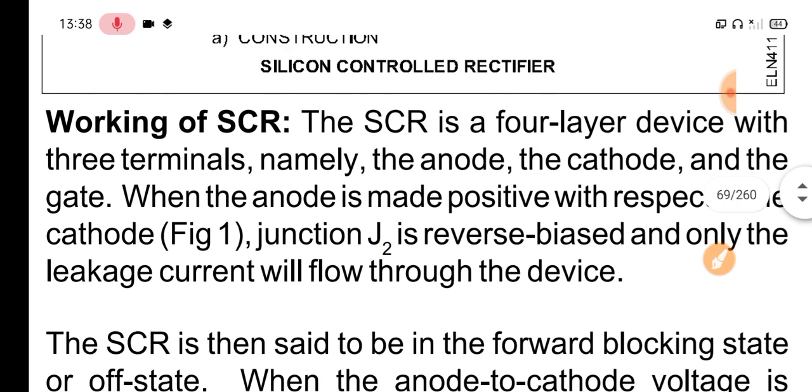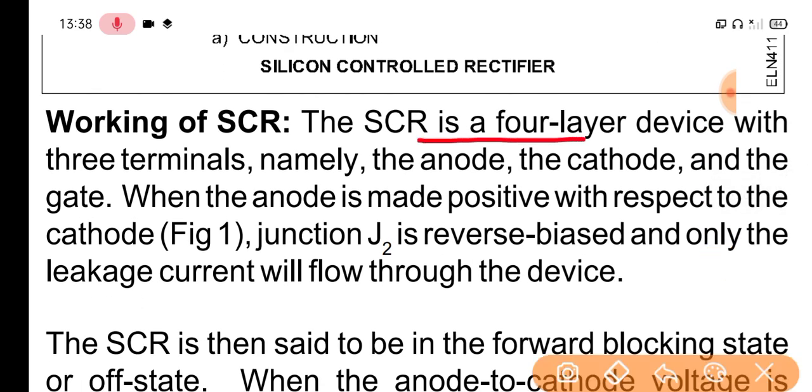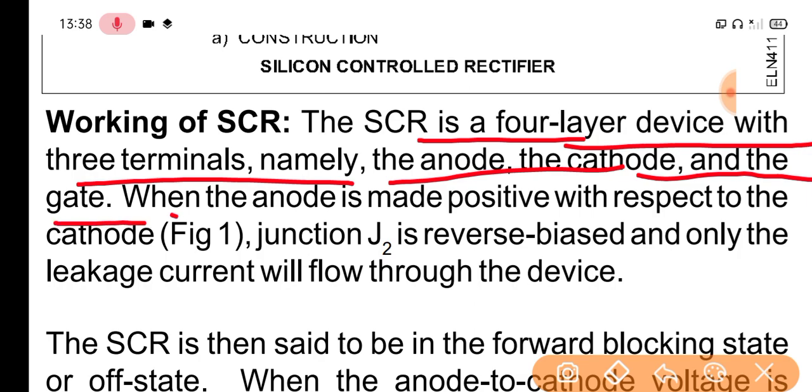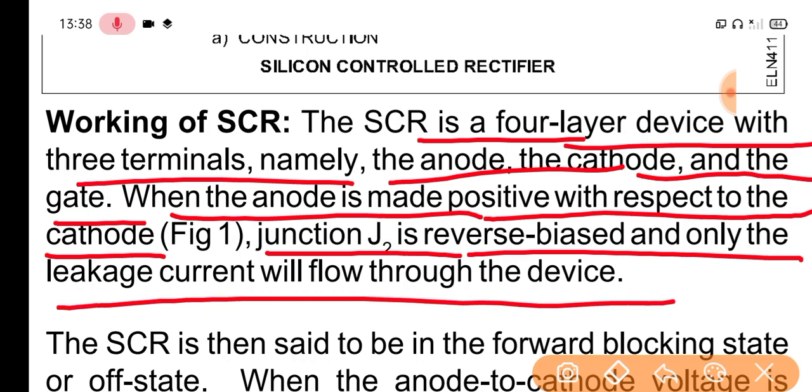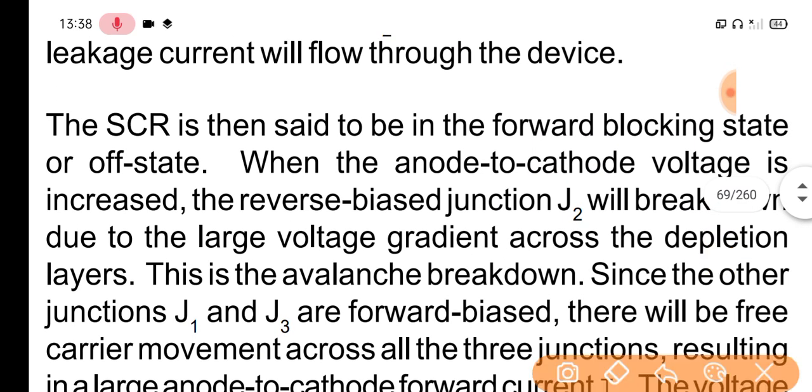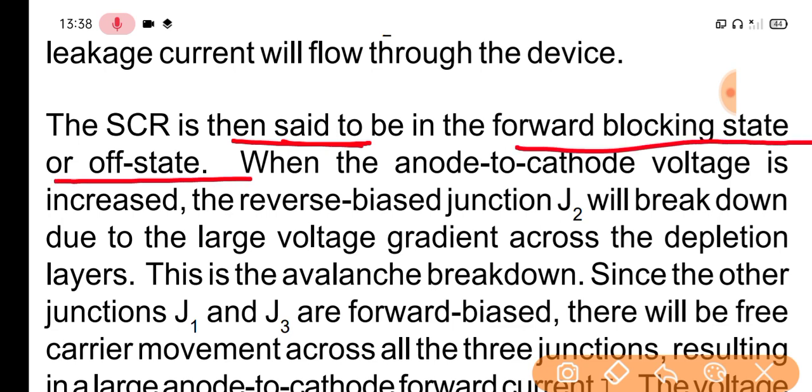Working of SCR. The SCR is a four-layer device with three terminals, namely the anode, cathode and the gate. When the anode is made positive with respect to the cathode, junction J2 is reverse biased and only the leakage current will flow through the device. The SCR is then said to be in the forward blocking state or off state.